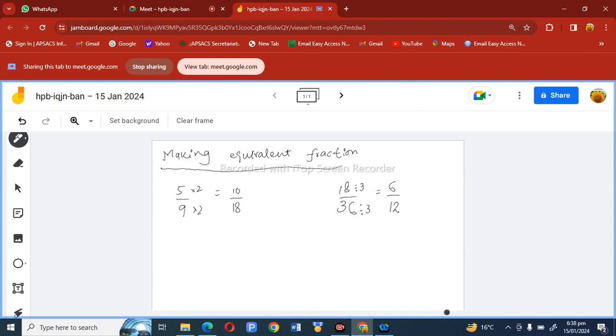Here you can see that you can further simplify the answer. By dividing by 6, 6 ones are 6, 6 twos are 12. So you will get 1 by 2. So here you can see that this is your equivalent fraction. Miss, why did you divide? Why did you not multiply?